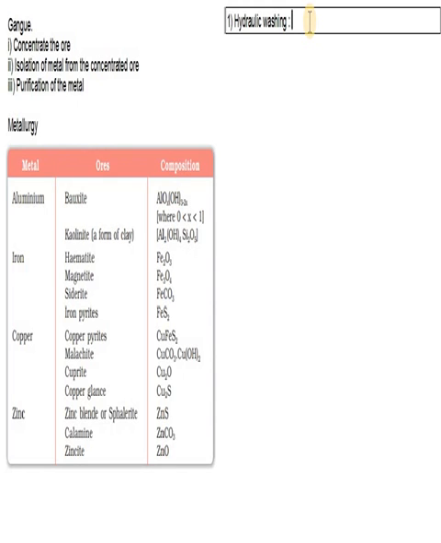Hydraulic washing is based on the difference in gravities of ore and the gangue particles. It is therefore a type of gravity separation. In one such process, an upward stream of running water is used to wash the powdered ore. The lighter gangue particles are washed away and heavier ore particles are left behind. So using hydraulic washing, we separate the gangue and ore.